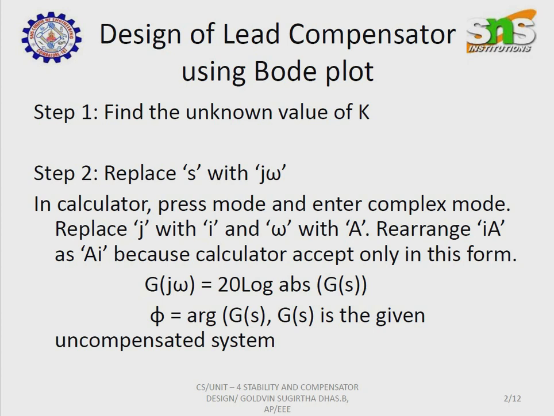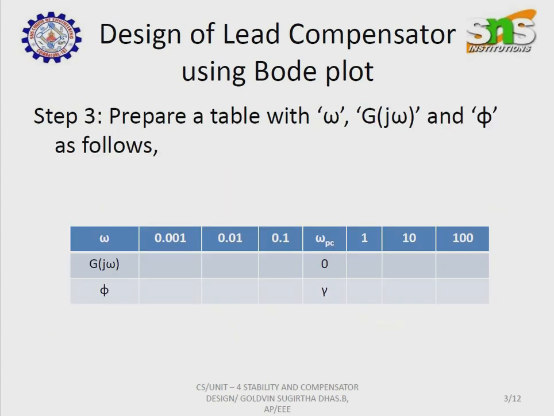Next we have to find g of j omega, which can be found as 20 log of abs of g of s, and the phase can be found as phi is equal to argument of g of s, where g of s is the given uncompensated system. So the next step is we have to prepare a table with omega, g of j omega and phi as follows. Here we take the omega value from 0.01 till 100 and make a tabular column.